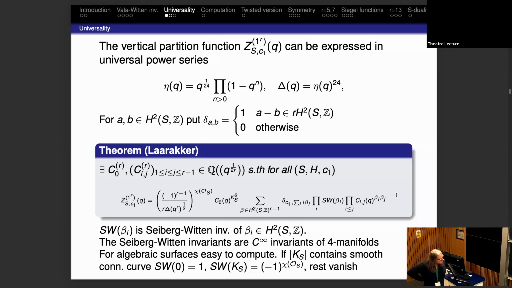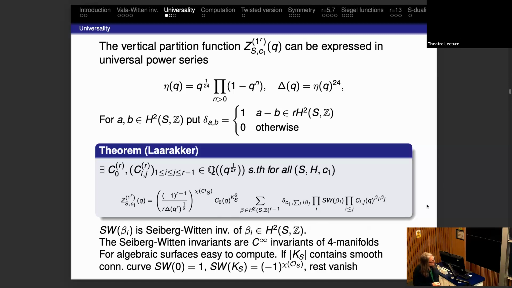They are rather subtle in the context of four-manifolds, but for algebraic surfaces with p_g bigger than 0, they are very easy to compute. The simplest case is an algebraic surface with p_g bigger than 0 such that the canonical linear system contains a smooth connected curve. Then there are only two classes in the second cohomology for which the Vafa-Witten invariant is non-zero, 0 and the canonical class. In one case, the number is 1. In the other case, it's (-1) to the power of the holomorphic Euler characteristic. All the other ones are 0. So in that case, this formula simplifies quite a lot.